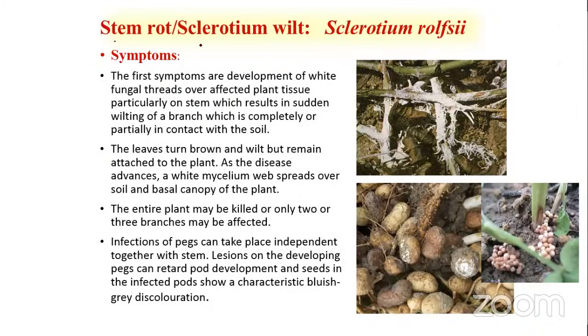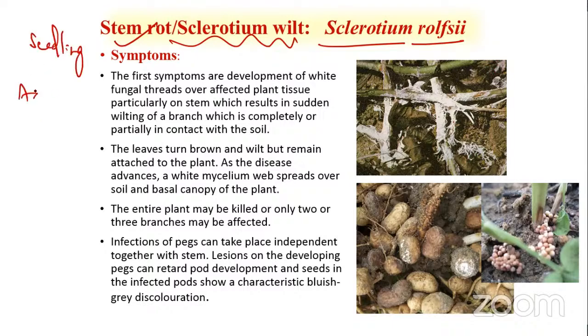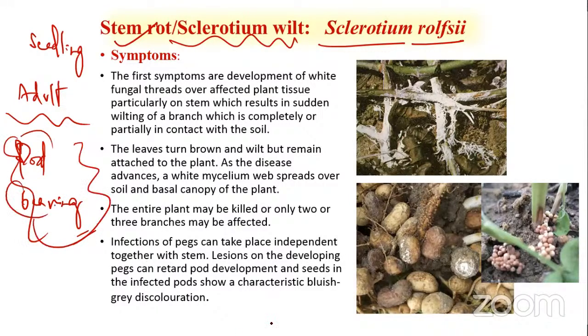Then stem rot or sclerotium wilt, caused by Sclerotium rolfsii, right? To identify this disease, note that it can occur over a range of stages, from seedling to adult, even at the pod bearing stage. Previously it was not showing at the pod bearing stage.